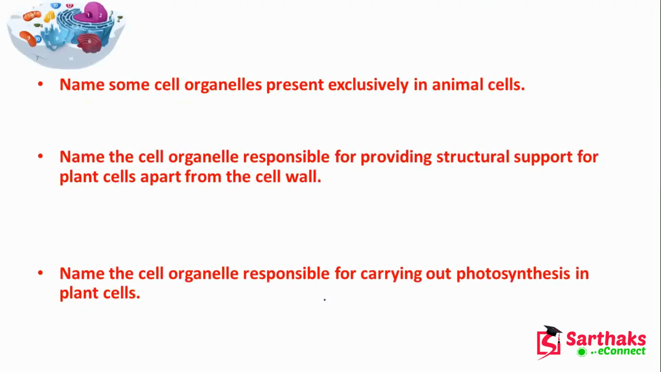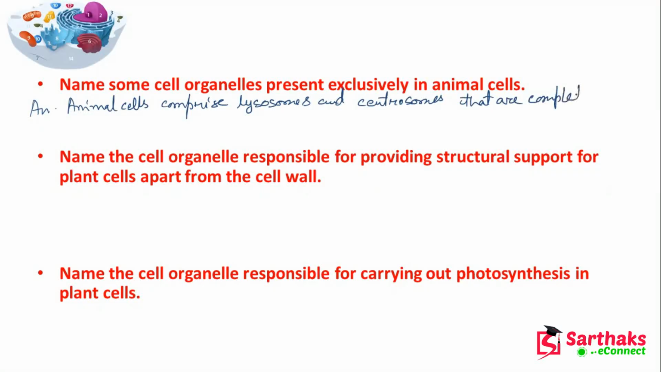Next we have: name some cell organelles present exclusively in animal cells. Okay, fine. So animal cells comprise lysosomes and centrosomes that are completely absent in plant cell.